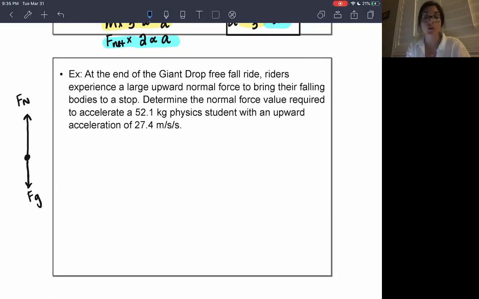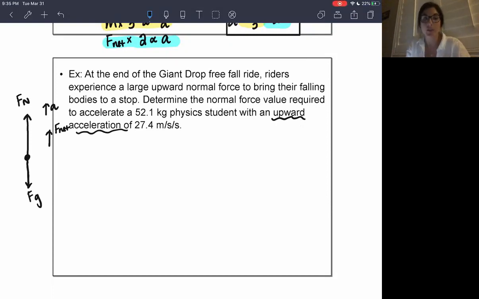My normal force is going to have to be larger than my force of gravity. And let me tell you why. My net force, my unbalanced force, I know is pointing upward. Why? Because they told me that my acceleration is upward, and acceleration and net force are always in the same direction. So if this person is accelerating upward, their net force is also upwards.